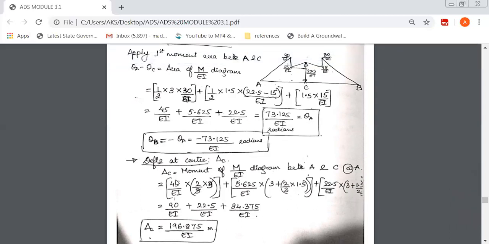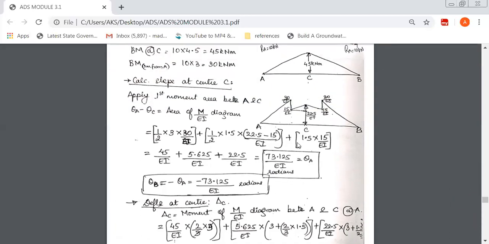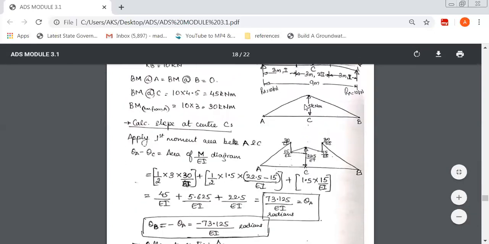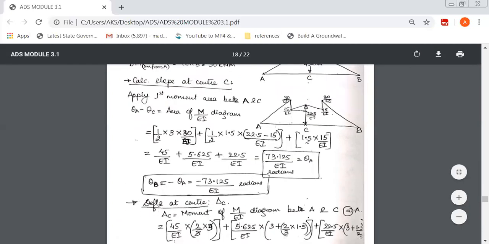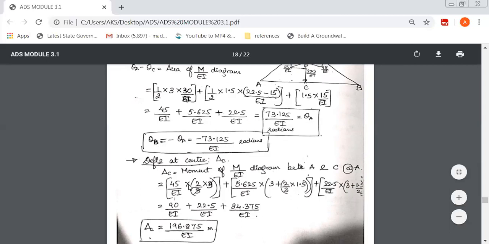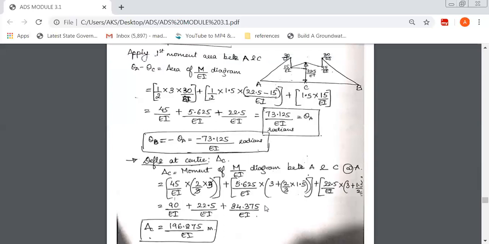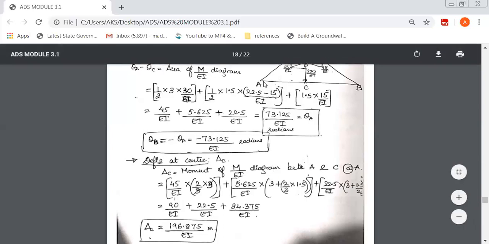Next we are finding the deflection. We are finding the deflection at C. Wherever there is a load at the center, there is a maximum deflection. That is what we are going to find now. So again with the theorem, deflection is maximum at the center. So apply the second moment area theorem to find the deflection. That is nothing but area into CG distance, the moment of the M over EI diagram between A and C about A. Again, I've told you we have to find the moment only with respect to the given support.